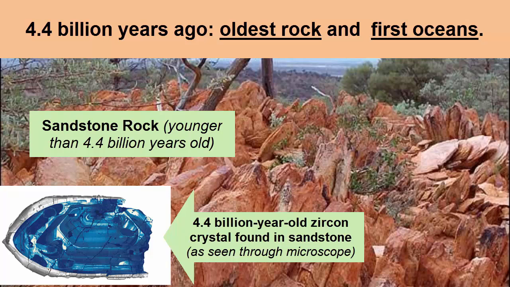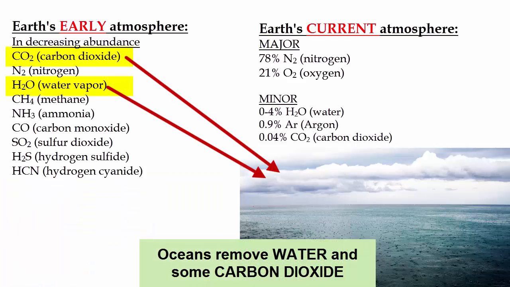Not only do these ancient zircon grains indicate the presence of solid rock on Earth's surface 4.4 billion years ago, but they also retain isotopic evidence of liquid water. The ratio of isotopes we see in the uranium atoms in the crystal are ratios known only to occur in the presence of liquid water. The formation of oceans explains where the water and most of the carbon dioxide went in early Earth's atmosphere.